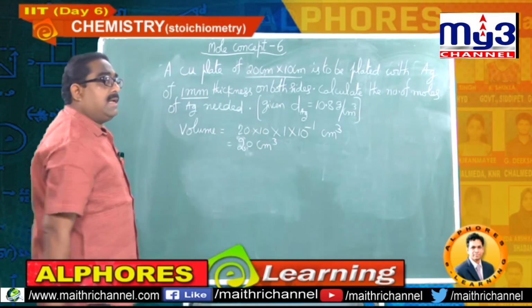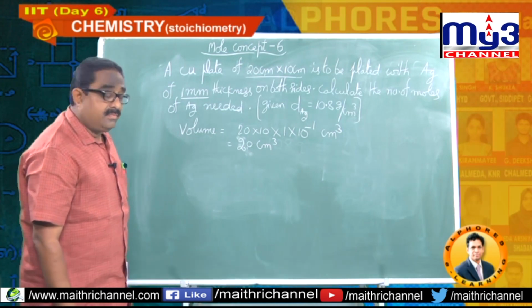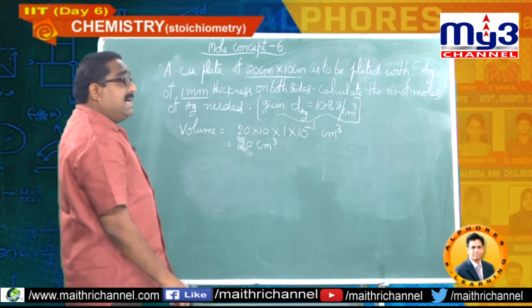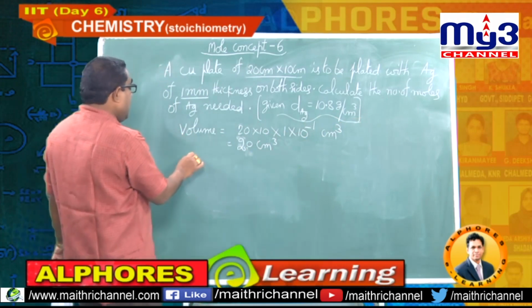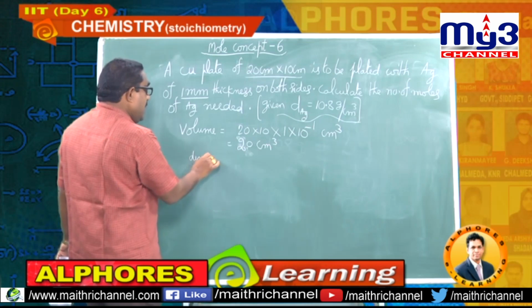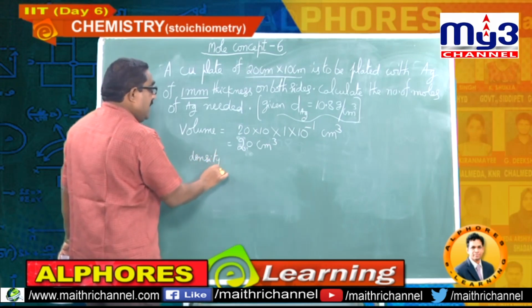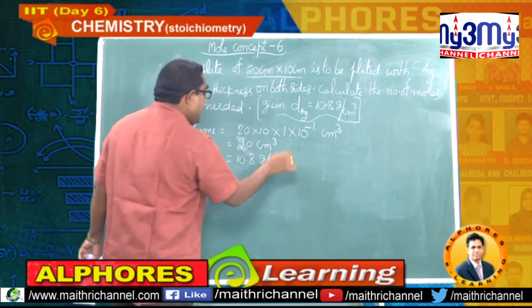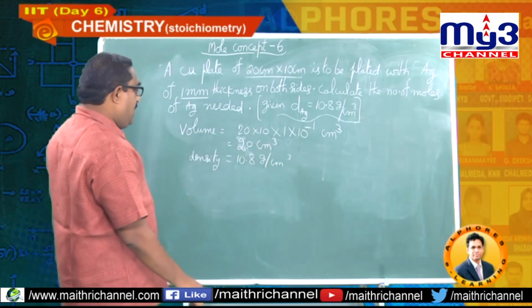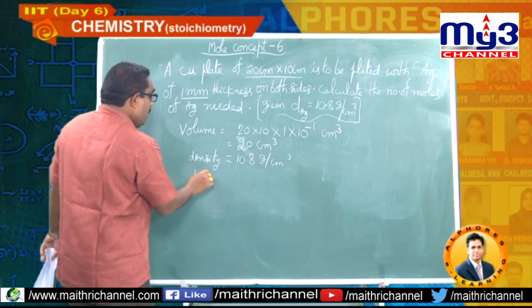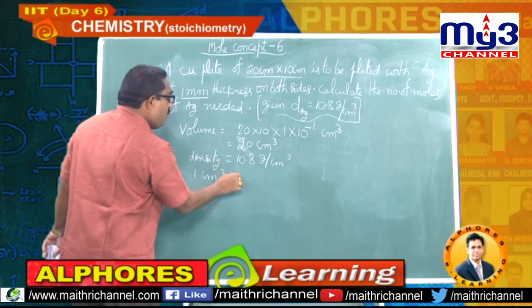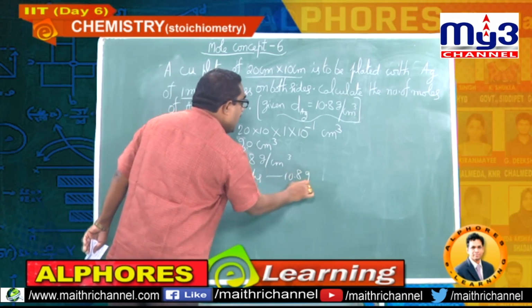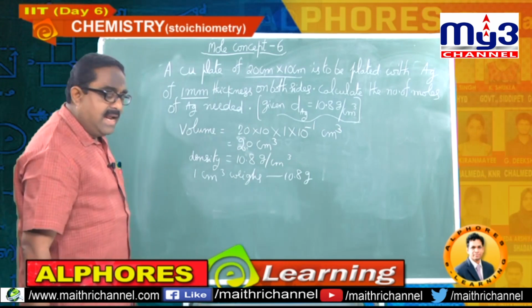20 centimeter cube. Now I got the volume. At the same time, this is the density of silver given. I am writing that density is equal to 10.8 gram per centimeter cube. It means 1 centimeter cube weighs 10.8 grams. So that is the meaning of density.